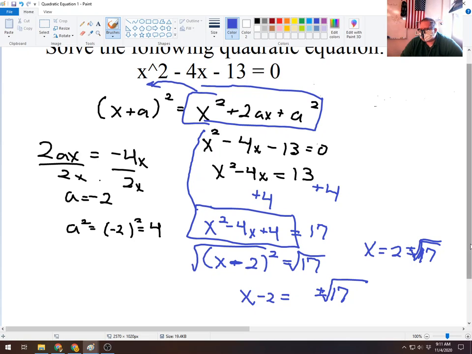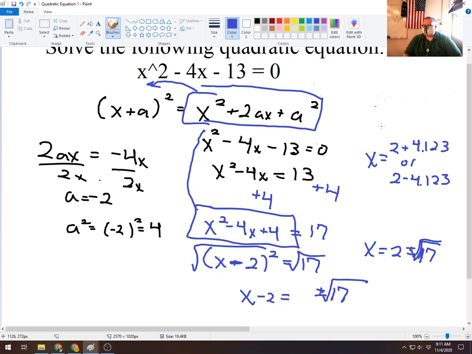So what you could do here is put that in your calculator and figure out what the square root of 17 is. It's not a perfect square, so it comes out to some decimal. Square root of 17 is 4.123. So for your final answer, x equals, there are two options. Either 2 plus 4.123, or 2 minus 4.123. You have two answers, right? And so you either get 6.123 or negative 2.123, and those are your answers.